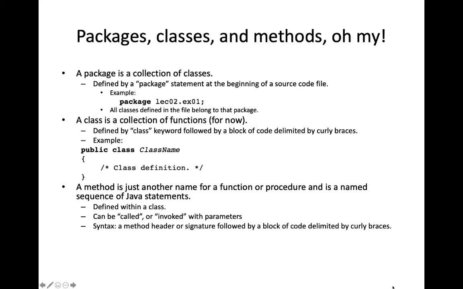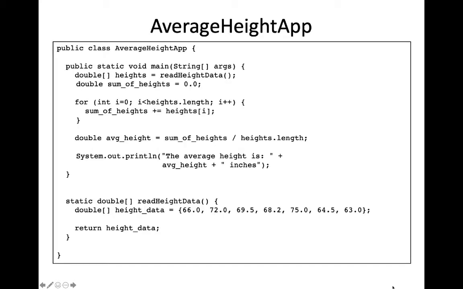Let's see here. Let's just go on and look at an example. So here's an example, right? Let's just start with an example. That way we can see what we're talking about. Here is an entire Java program written as one class. Okay? So this would all be in one file. The name of that file would be the same as the name of the class. So presumably the file's name is averageHeightApp.java. That would be what the file name is called. Inside that file, we might see this code.